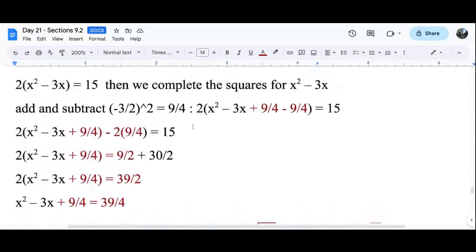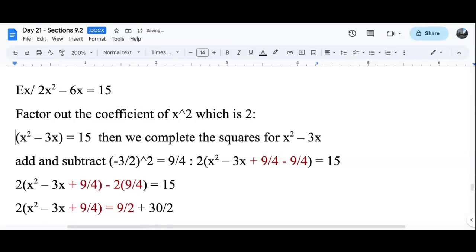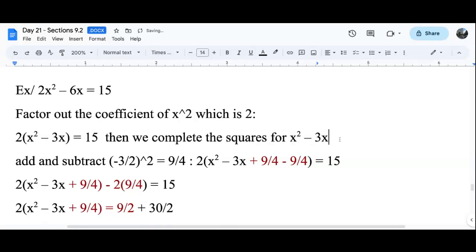Okay, this is confusing, I know. So, we factor out 2, right? Maybe what we could do is divide by 2 on both sides to make it simpler. Oh, you know what? Let me keep this one.